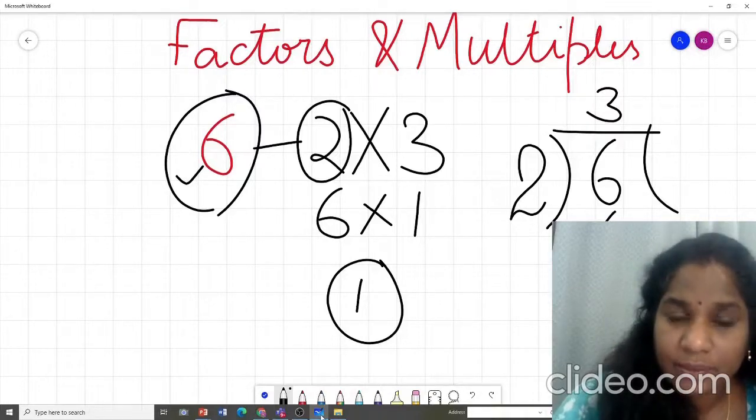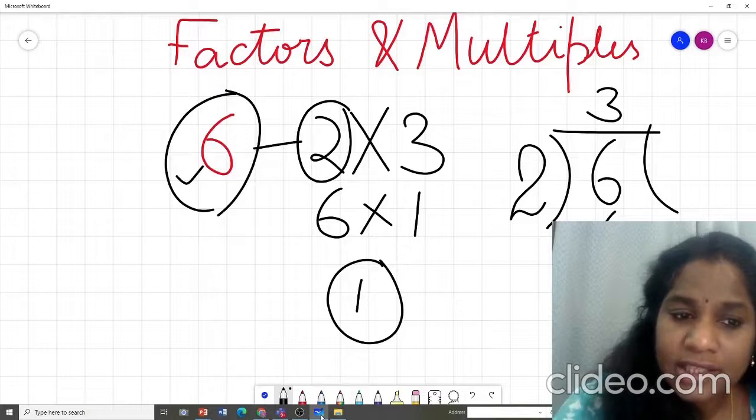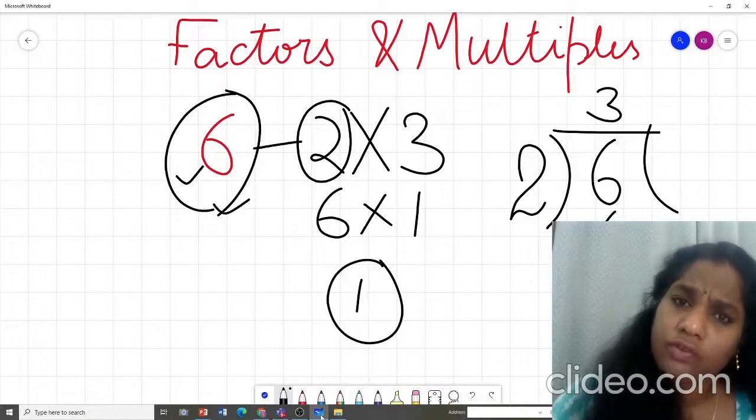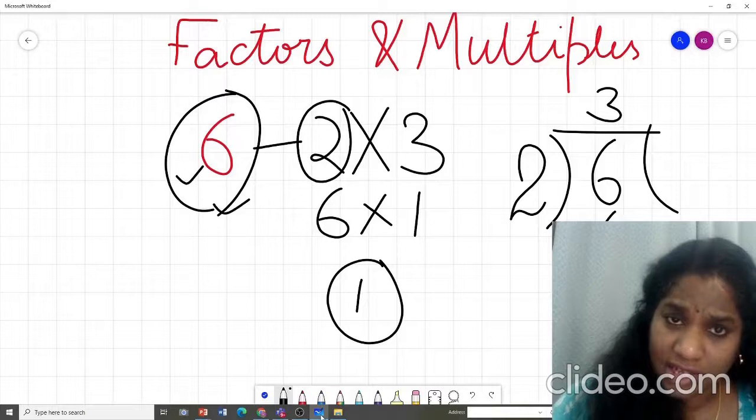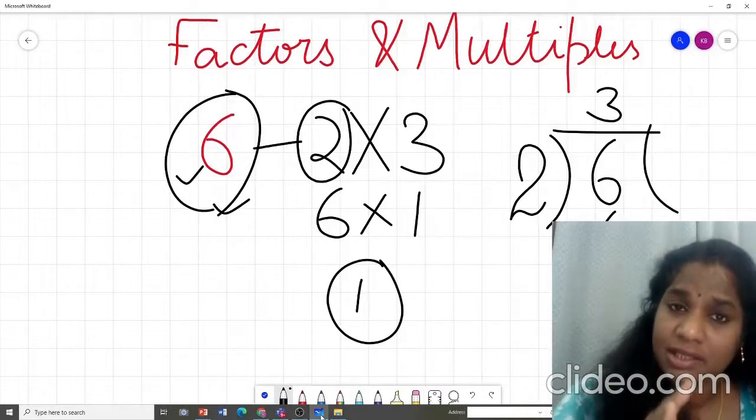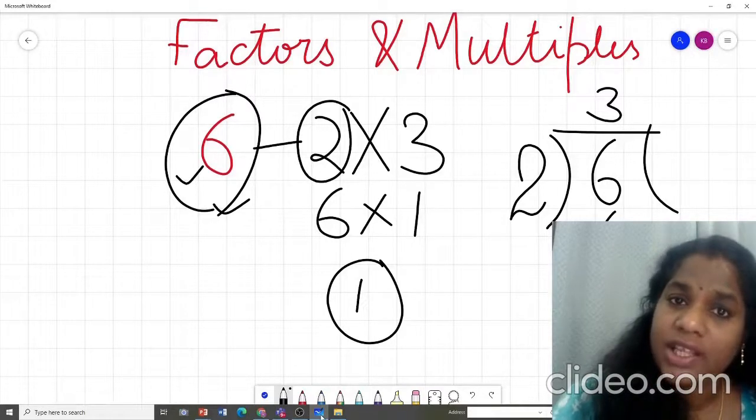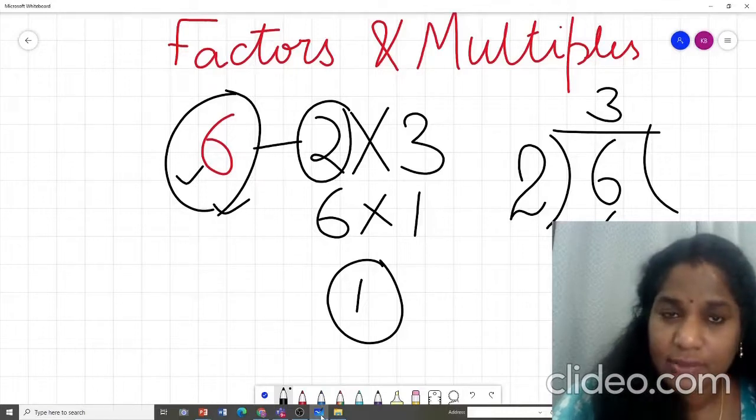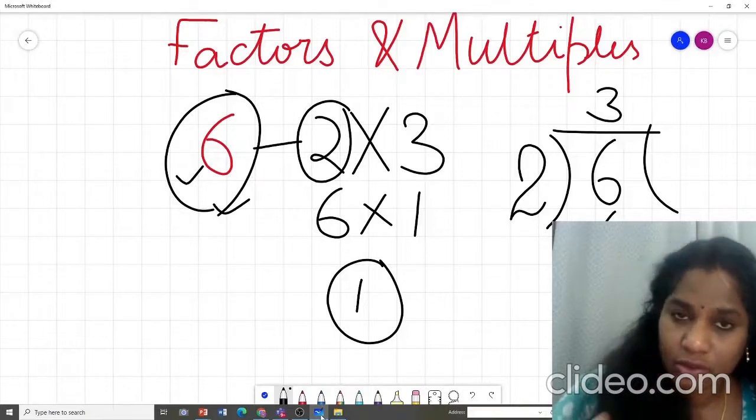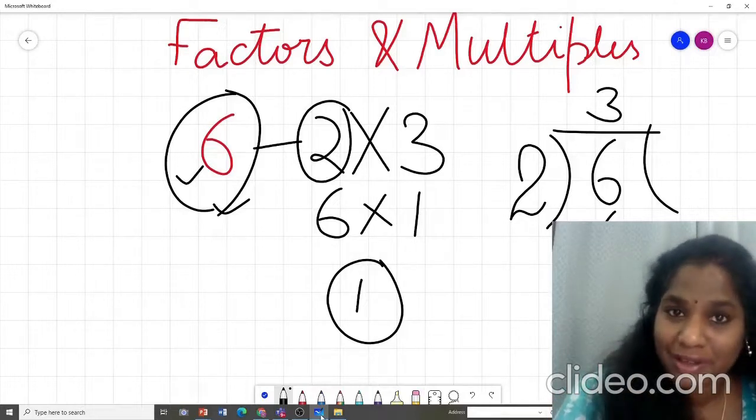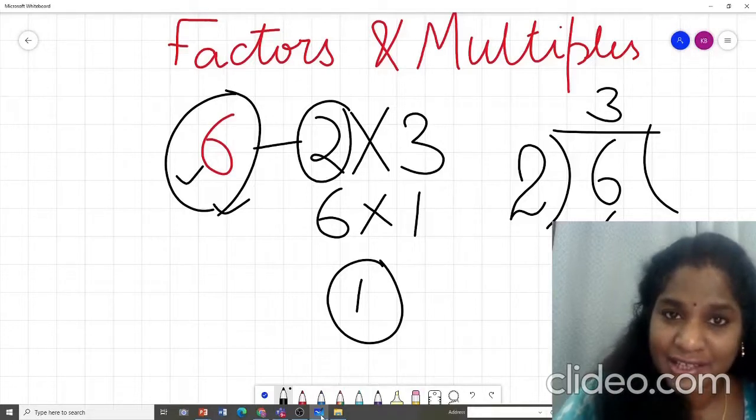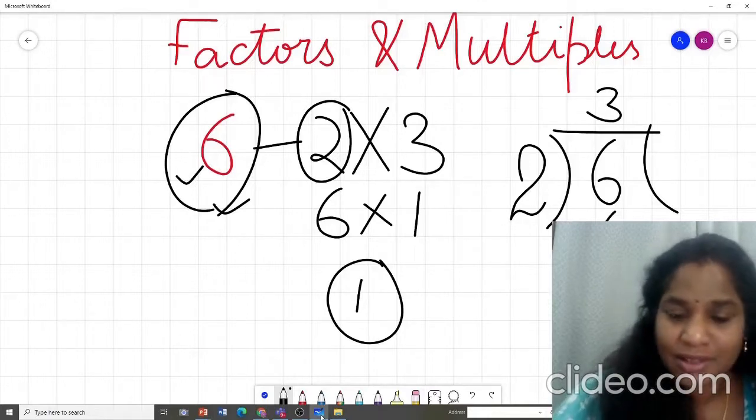Then what can you say? Can 6 have lot of factors? No. It has got a limited number of factors. You can say finite, isn't it? It is not infinite that it will go on and on and on. No, it will stop at a particular point. Even if it is 100, the last factor for 100 is 100. After that, it won't go, isn't it? So it's a fixed number. Factor is clear, right? Good.